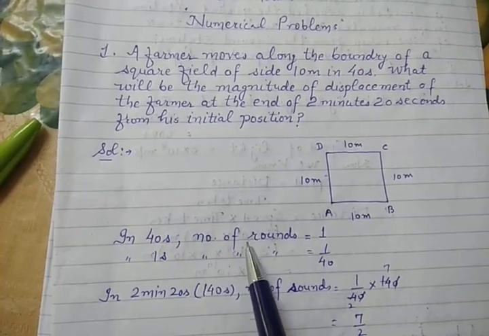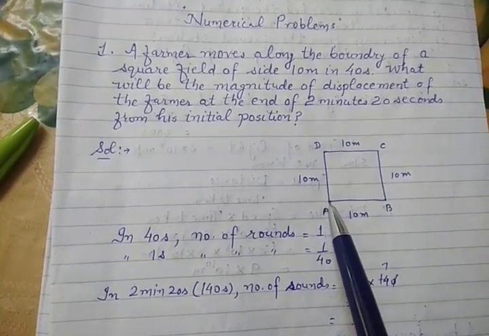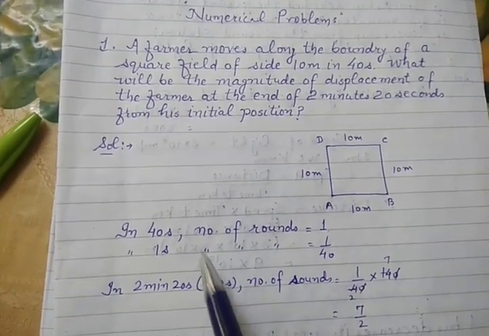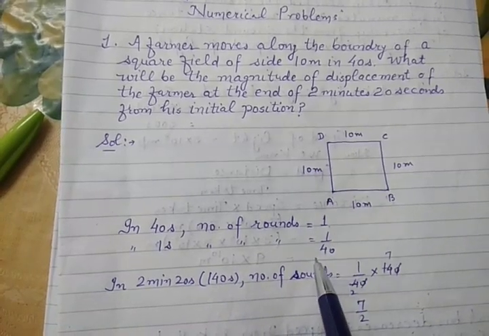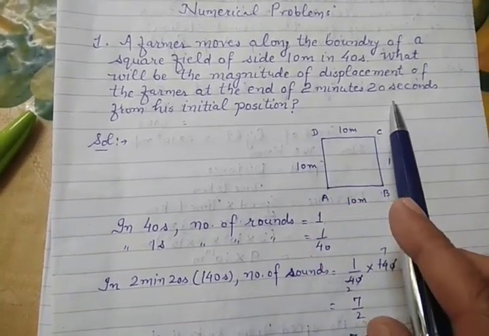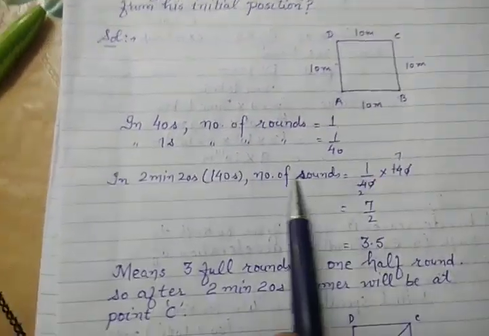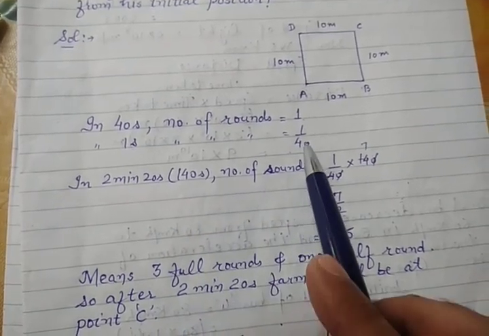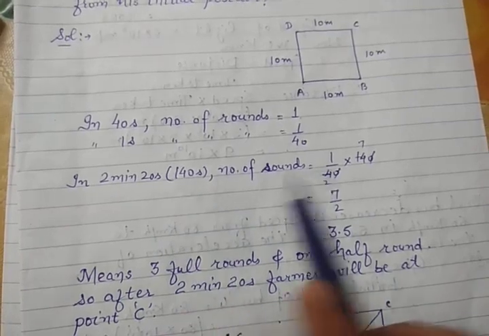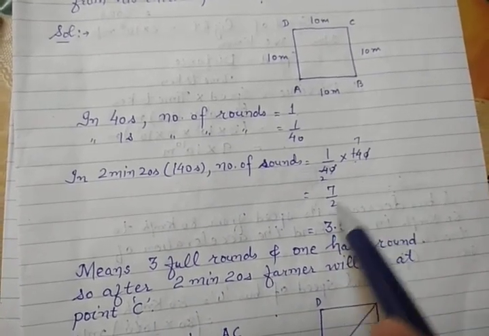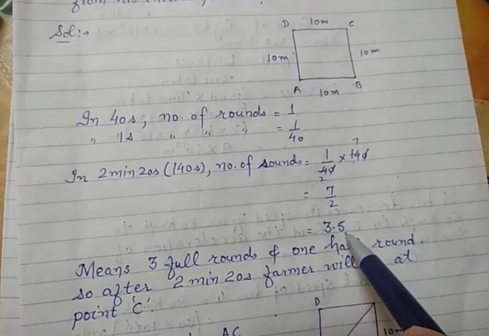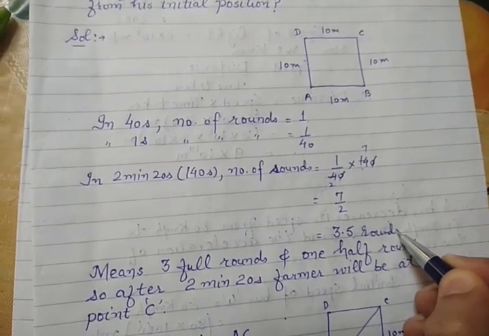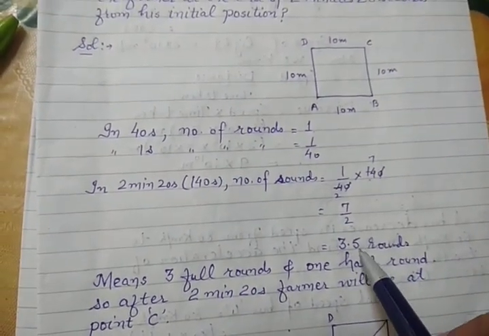That means in 40 seconds, the number of rounds is 1. That means he starts from A and comes back to A in 40 seconds. So, in 1 second, the number of rounds will be 1 by 40. They have given us the time 2 minutes and 20 seconds, that means 140 seconds. So the number of rounds will be 1 by 40 multiplied by 140. After cutting, you will get 7 by 2, that means 3.5 rounds. That means 3 full rounds and 1 half round.